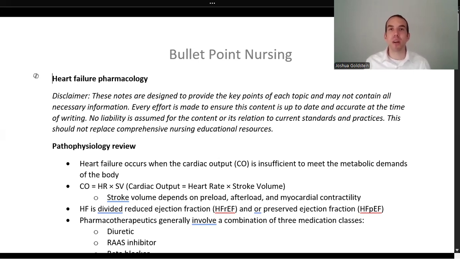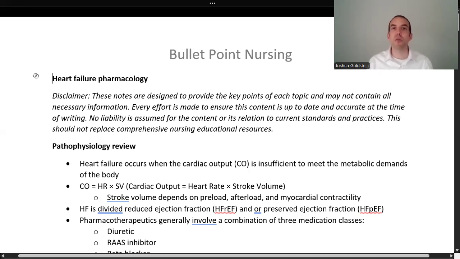Stroke volume depends on preload, which is the volume getting returned to the heart, afterload, which is the resistance the heart is pumping against, and myocardial contractility, which is the actual squeezing or contracting of the heart. We're going to talk about each of these as we go through heart failure pharmacology.